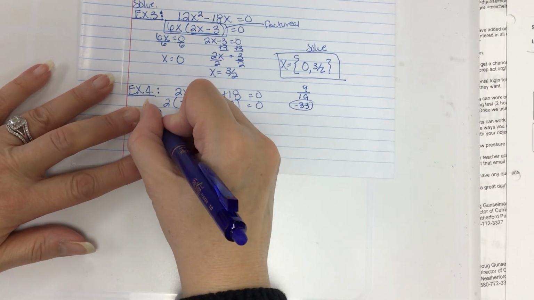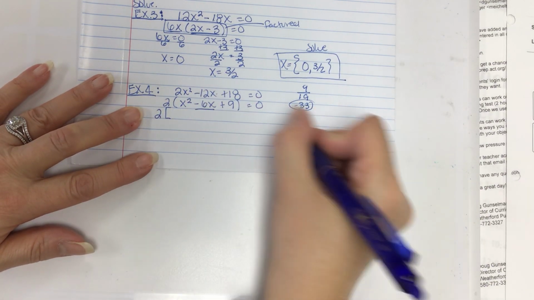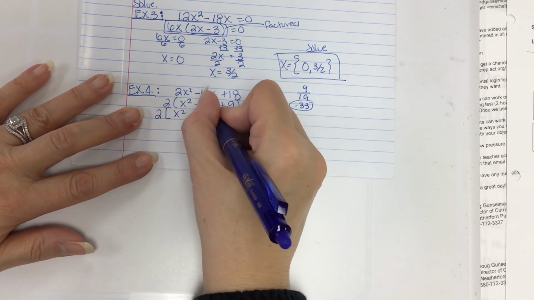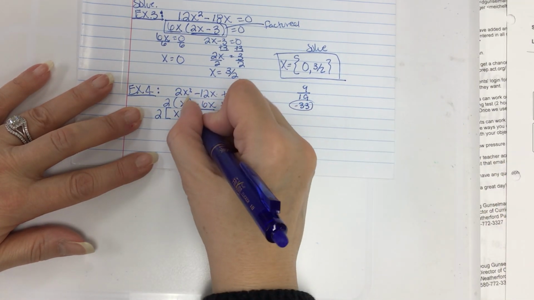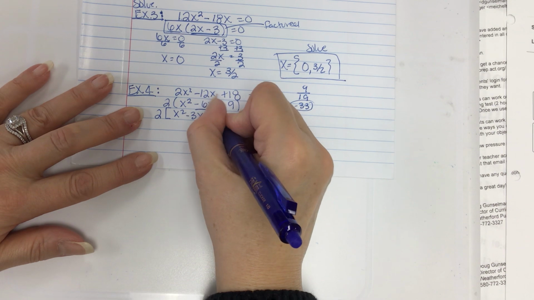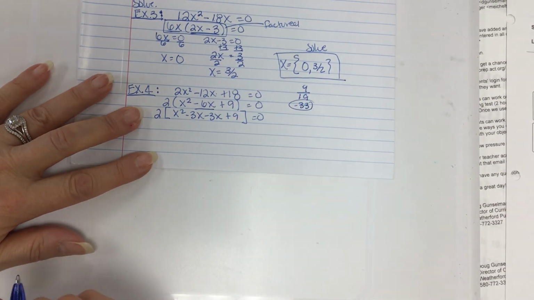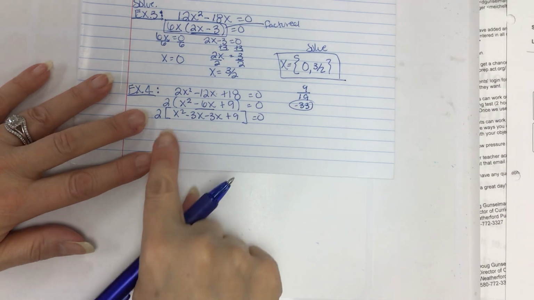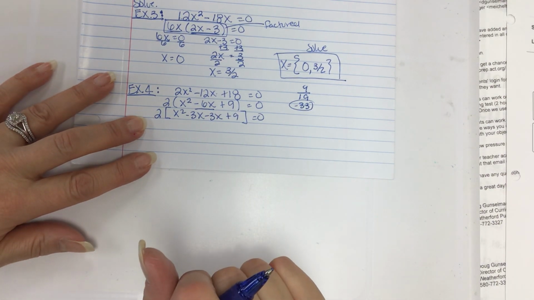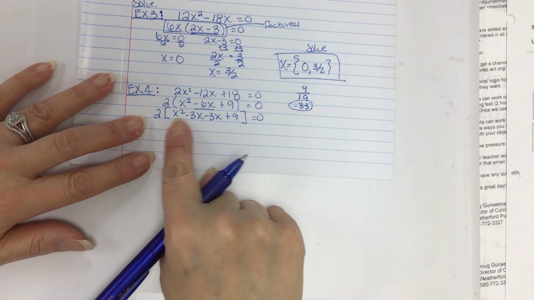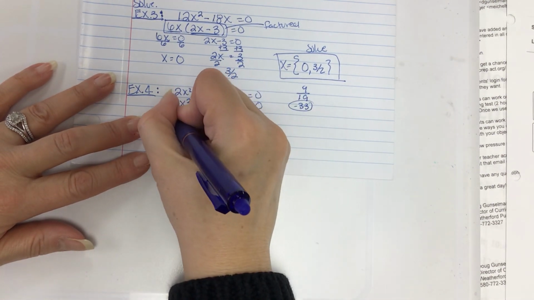So I still have to have this 2 on the outside. All I'm doing is replacing negative 6x with negative 3x minus 3x. You still have the plus 9. Correct? Now, how many terms are inside the parentheses? 4. And when we have 4 terms, what do we do? Group.